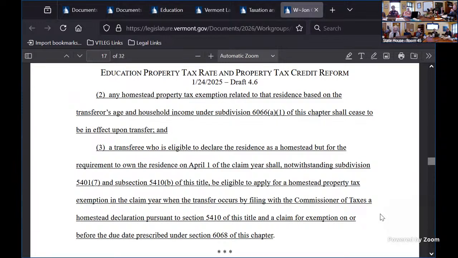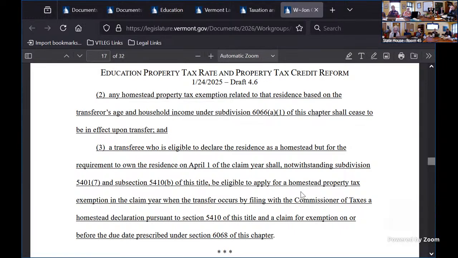The new pieces that apply here are at the top of page 17, any homestead property tax exemption. So that's your exemption that will come to the calculation shortly, but it's determined based on your income. It's an income sensitivity measure. Any homestead property tax exemption related to that residence based on the transferor's age and household income shall cease to be in effect upon transfer. So the transferor, the seller, is going to lose that particular exemption upon transfer.